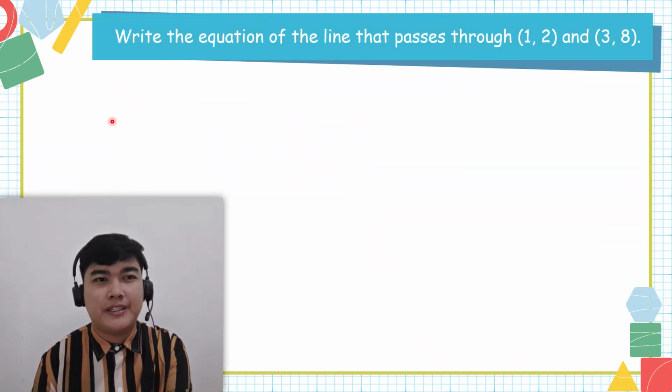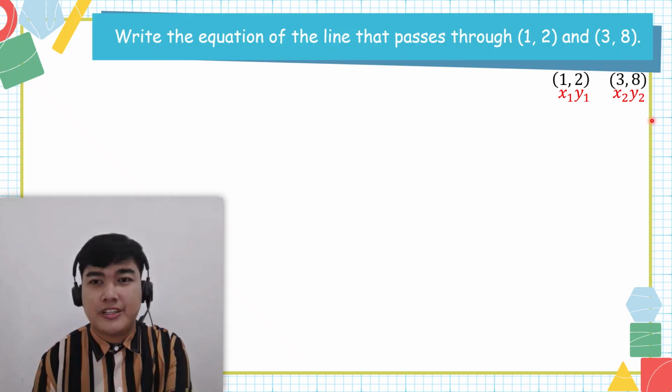Example number 1. Write the equation of the line that passes through (1, 2) and (3, 8). In our problem, the givens are 2 points, (1, 2) and (3, 8). We can represent them as x sub 1, y sub 1, x sub 2, y sub 2.